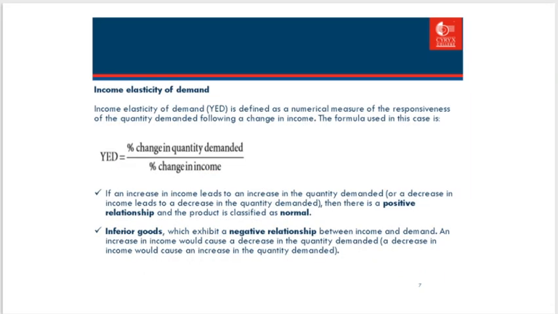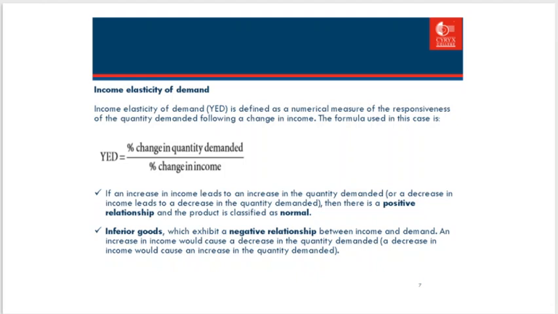Income elasticity of demand. Income elasticity of demand, YED, is defined as a numerical measure of the responsiveness of the quantity demanded following a change in income. The formula used in this case is: before, we already talked about price elasticity of demand. Now we will talk about income elasticity of demand. How to get income elasticity of demand? We have to use a formula almost the same as price elasticity of demand. The only thing here, we have to replace price with income. YED equals percentage change in quantity demanded divided by percentage change in income. So we will get the income elasticity of demand.